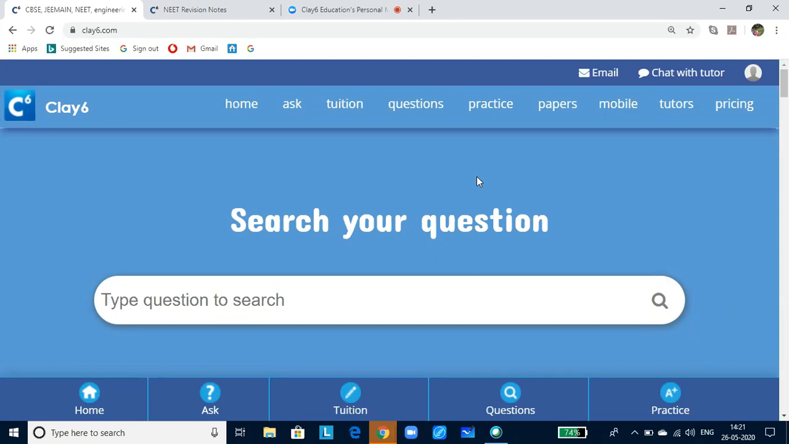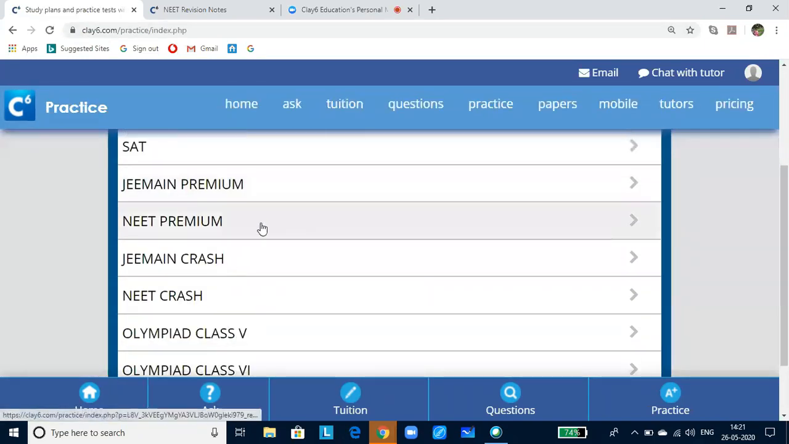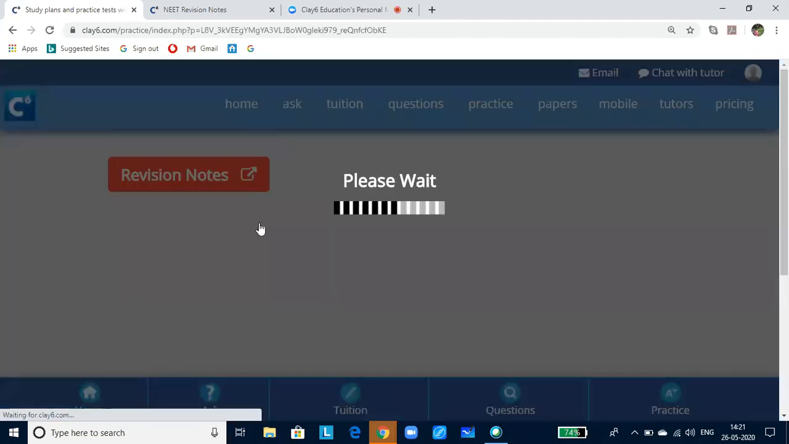Briefly, I will run through how to access revision notes and tests in classics.com. Open our page classics.com. Click on practice. You will see a lot of packages. Select the package you want. Since we are doing NEET classes, I will select NEET Premium.